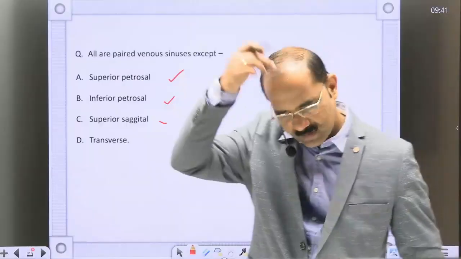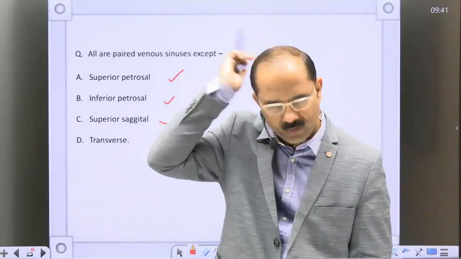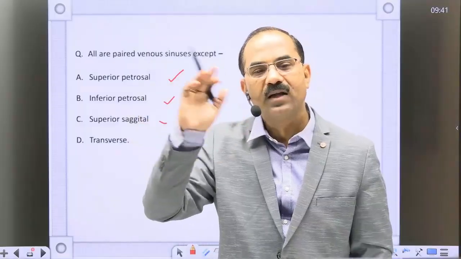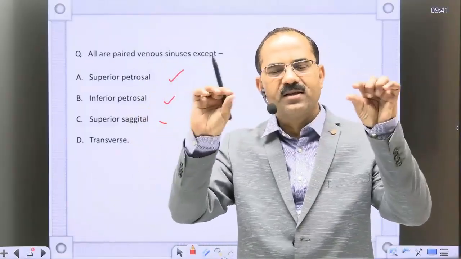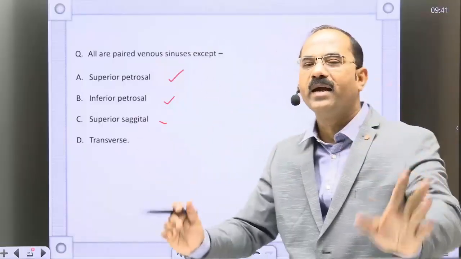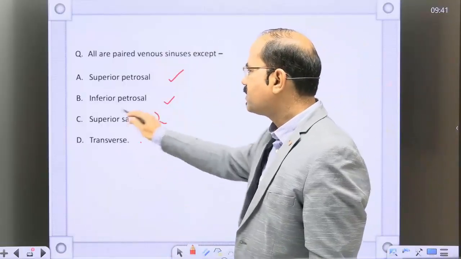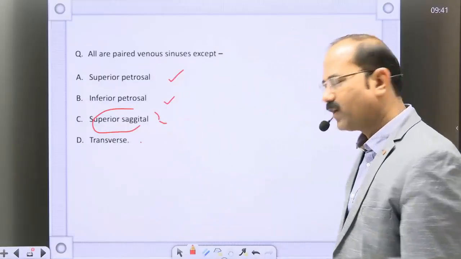Superior sagittal sinus is a single sinus, unpaired. It's only one. Inferior sagittal sinus is an unpaired sinus. Transverse sinus are paired. Sigmoid sinuses are paired sinuses. Clear? So the answer is superior sagittal sinus, unpaired one.